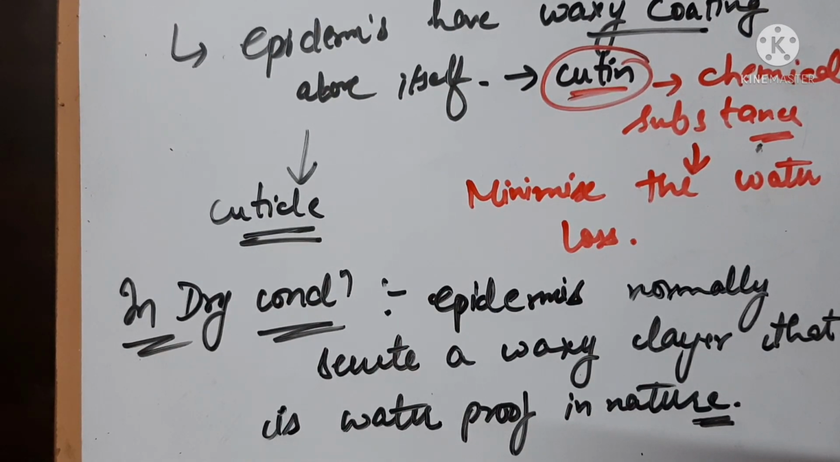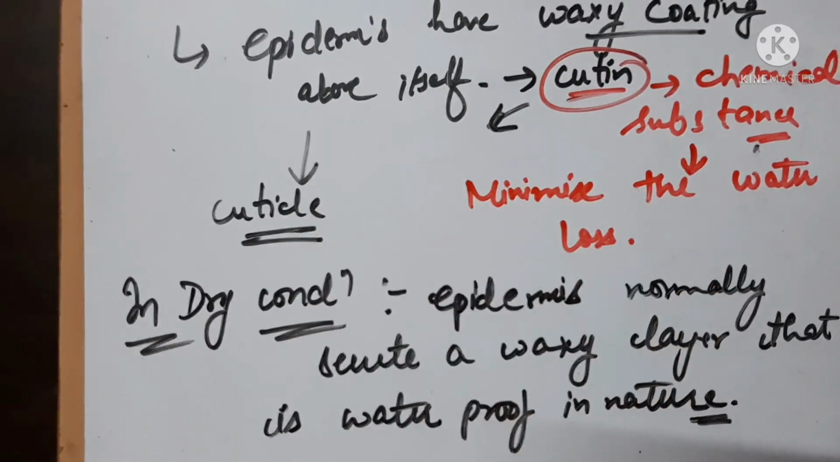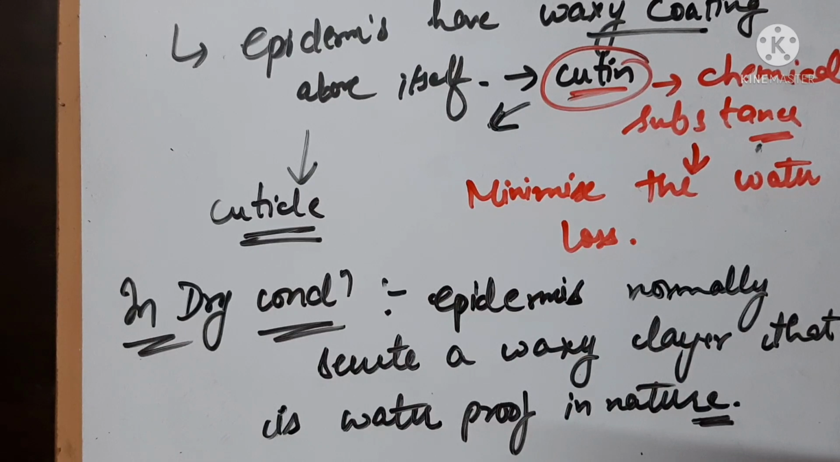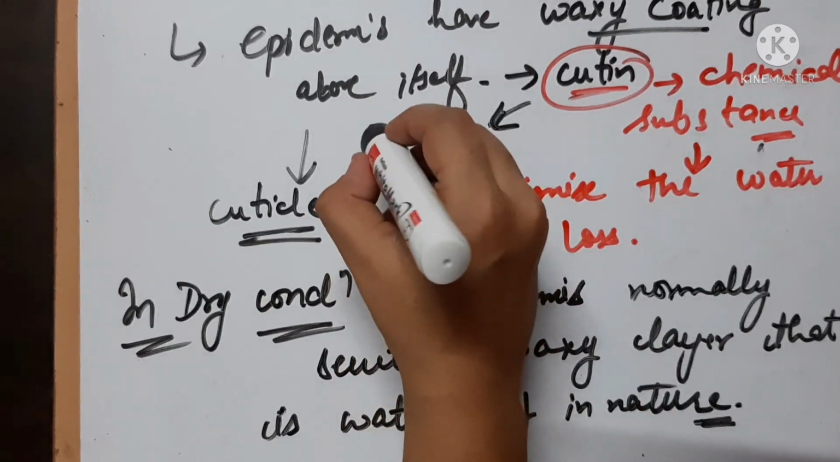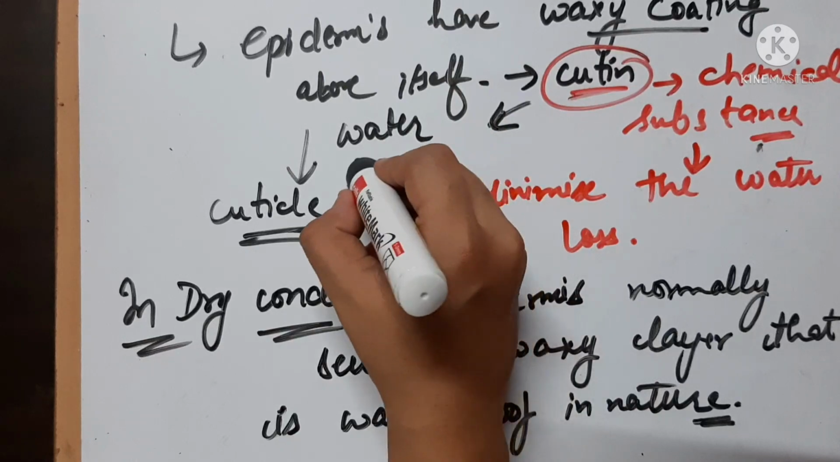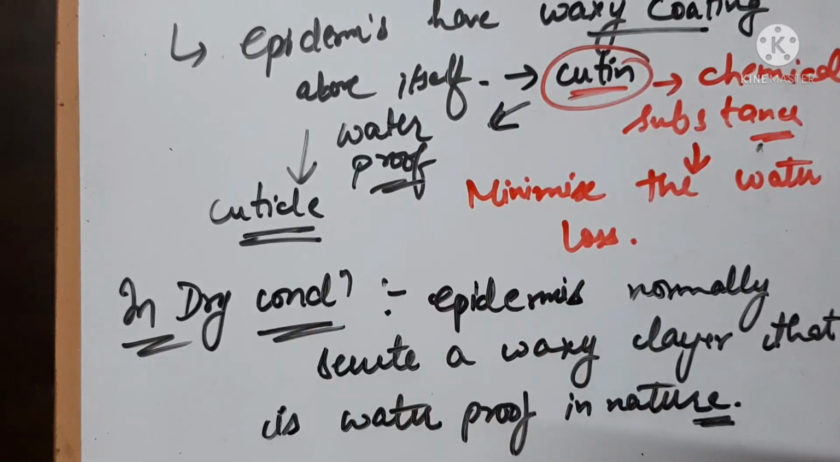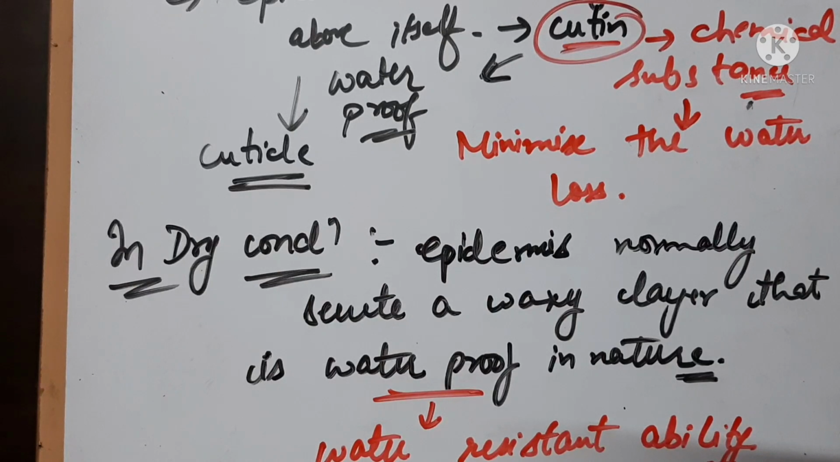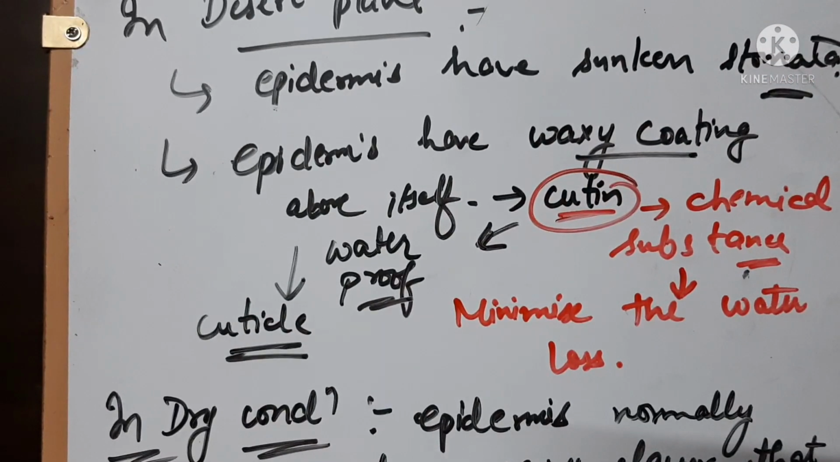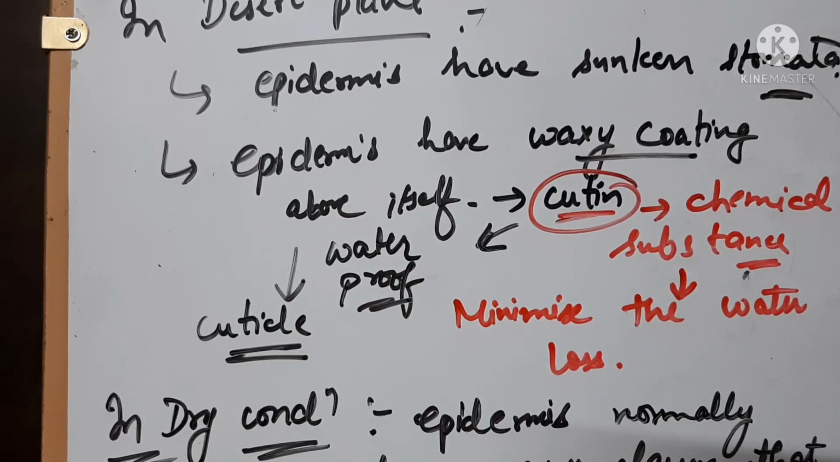Cutin is also waterproof in nature, so that is why cutin is minimizing the loss of water, you can say preventing the loss of water. Cutin is also waterproof. It is a waterproof chemical. So cutin is a chemical substance that will minimize the loss of water from the plants, or you can call it waterproof also, or you can also say that cutin has water resistant ability. This layer of cutin is called the cuticle. So this was all about the epidermis present in the dry conditions and in desert plants.